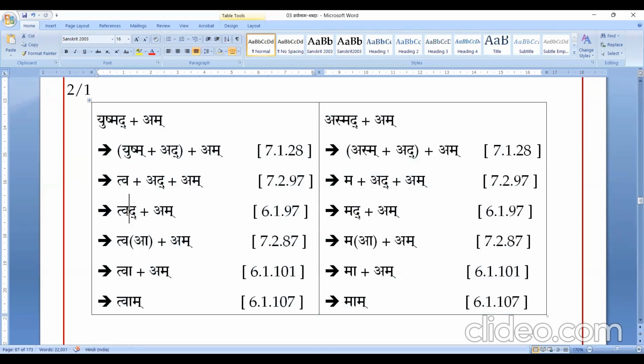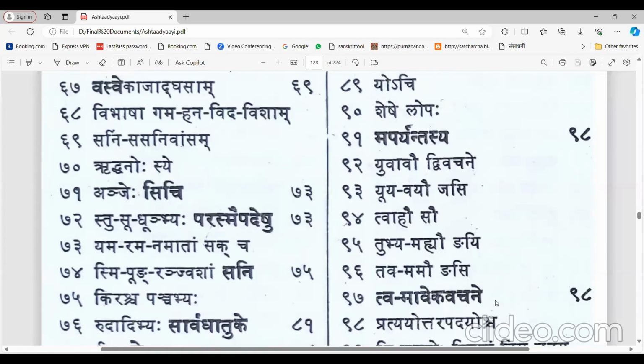Then tvad we get. Now tvad is the yushmadoh rupam, not ma paryanta yushmad rupam. So therefore, that is replaced by tva. And also here in this section you can see 7.2.97, ma paryantasya coming as anuvritti. So sthana is ma paryantasya. So therefore we cannot take the entire yushmad. Ma paryantasya is sthana. So ma paryantasya yushmadasmadoh, yeah, the adesha.